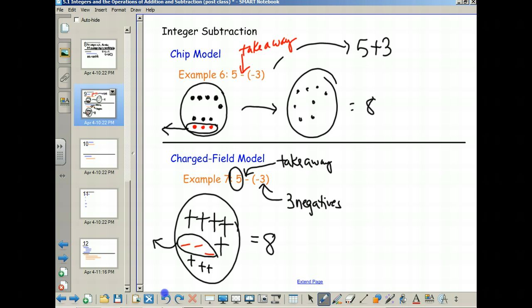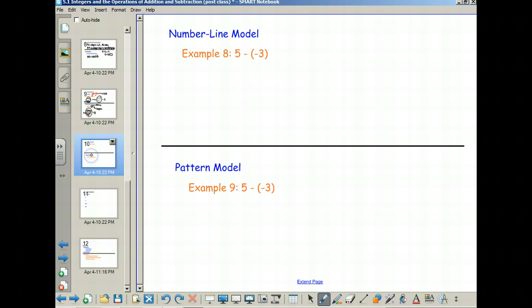Okay? Let me do my number line model for this. So here's the idea. All right, so we've got 5 minus negative 3. Here's 0. 1, 2, 3, 4, 5. Okay, so this is where we were before.